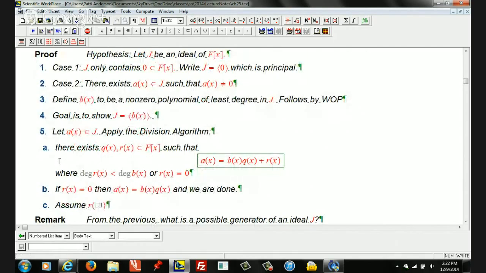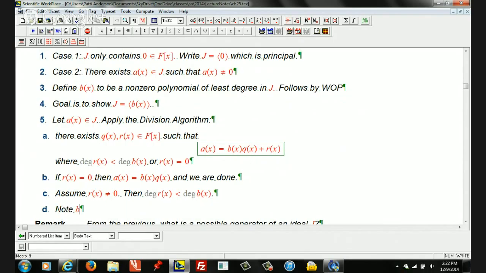So assume R(x) is not equal to 0. Then you know that the degree of R(x) is less than the degree of B(x), but B(x) is the polynomial of least degree. So that tells us R(x) is not in J, right? Because its degree is too small to be in J, if it's non-zero. Then what? Therefore, it's a contradiction.